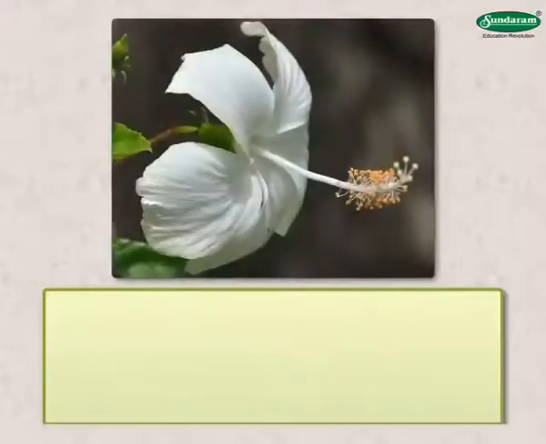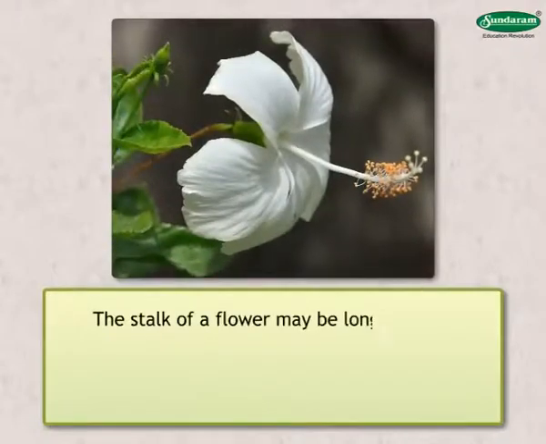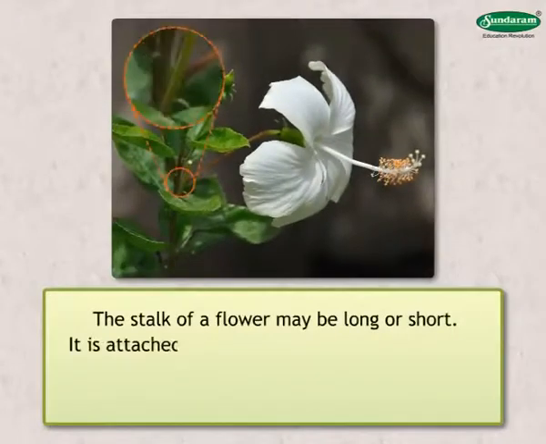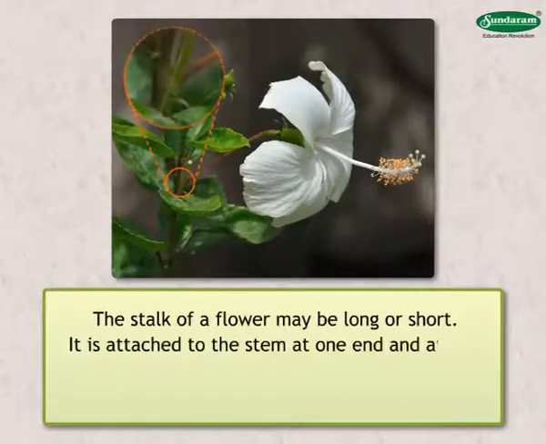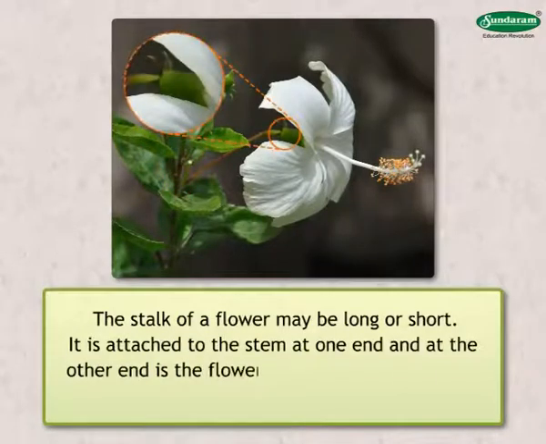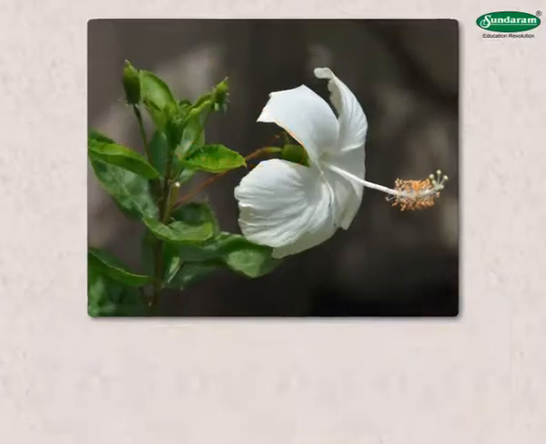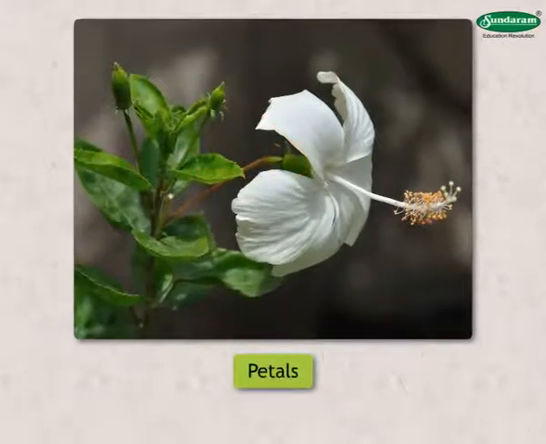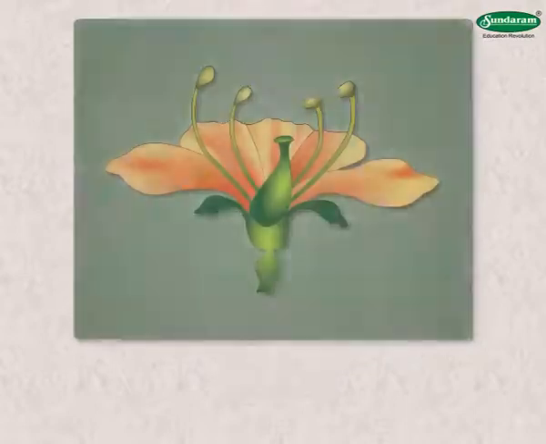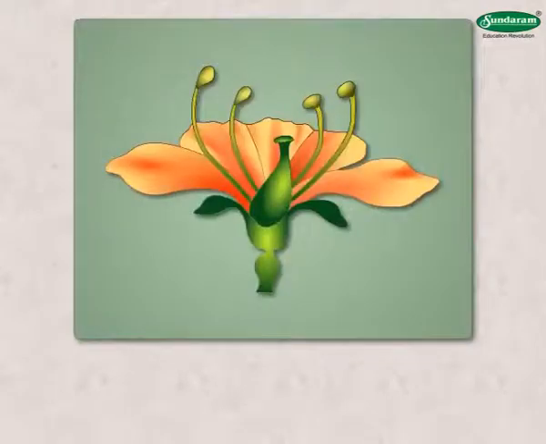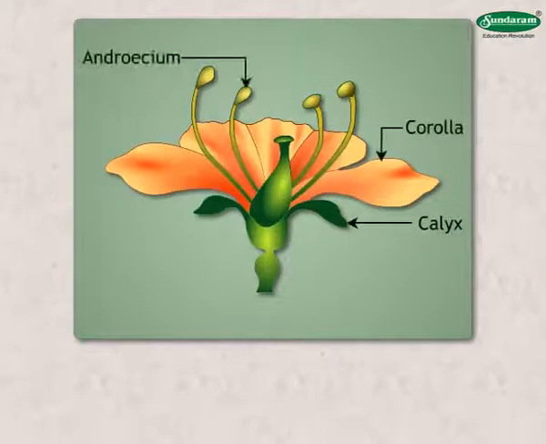Flower. The stalk of a flower may be long or short. It is attached to the stem at one end and at the other end is the flower. This other end is usually broad and bulging. It is called thalamus. It supports the petals and other parts of the flower. The flower has four main parts or whorls: the calyx, the corolla, the androecium and the gynoecium.